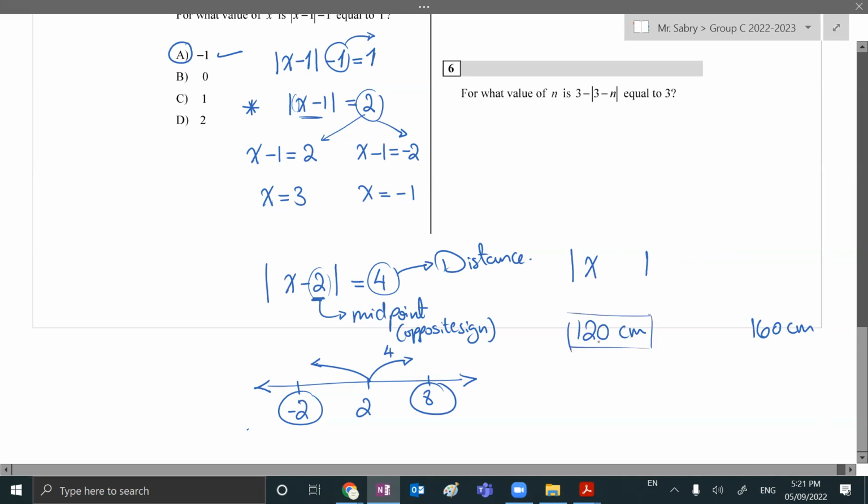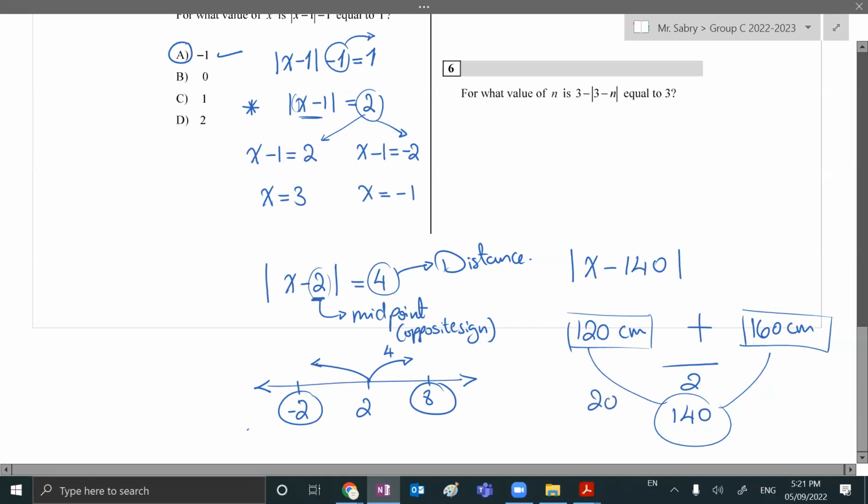Think of those as the answers already. So I know the limitations, I know the answers of the absolute. How can I get back to the equation? I need a midpoint and I need a distance. In order to get the midpoint, I just have to add them up, divide them by 2, and that would be 140. So I know that the midpoint is 140. And I also know that the midpoint should be put with the opposite sign, so it's minus 140. Then the distance is the distance between the 140 and the 160, or the 140 and the 120, which is a distance of 20. So I'll put a 20 here.